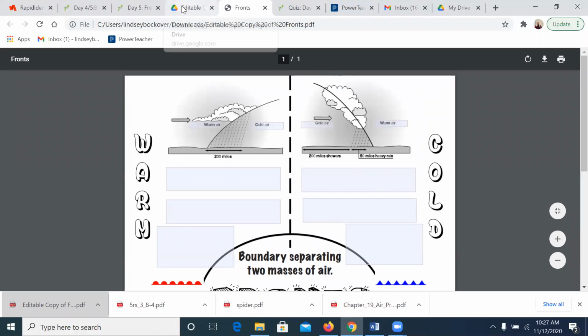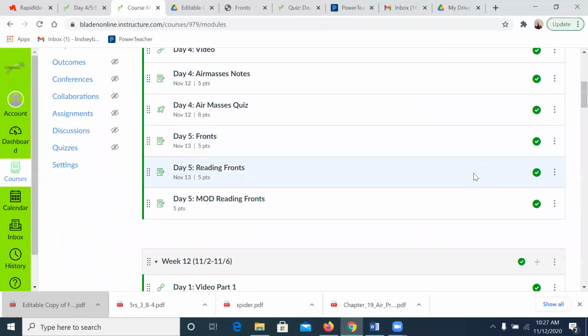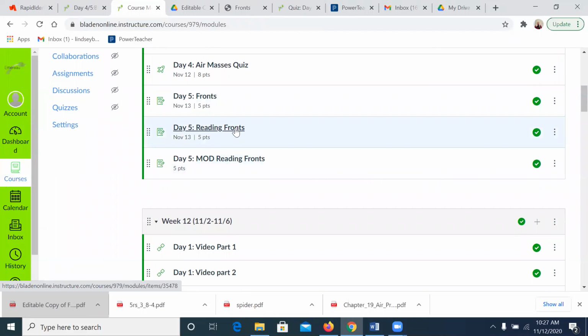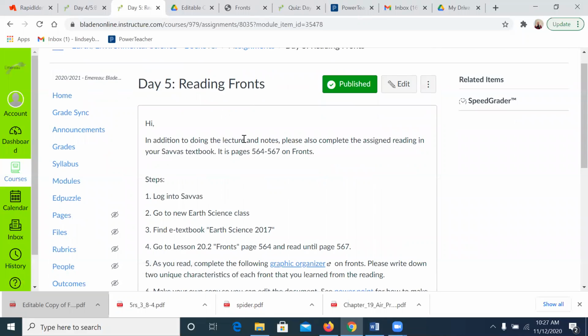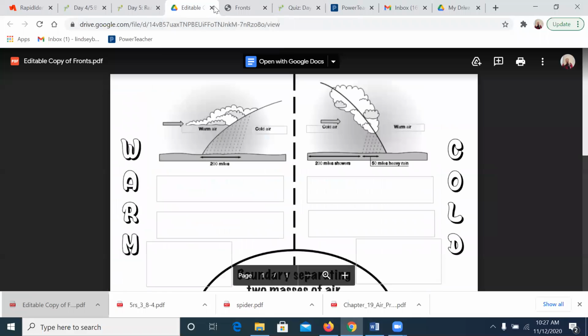Okay, here we go. Also, additionally, today you are asked to please complete the following reading. Click it. It's a Savas reading. So I assigned it on Savas in your textbook. If you're having trouble getting to it, please let me know. You go into Savas, which I can do right now if you would like.